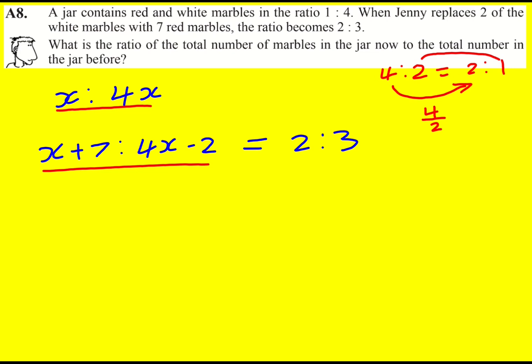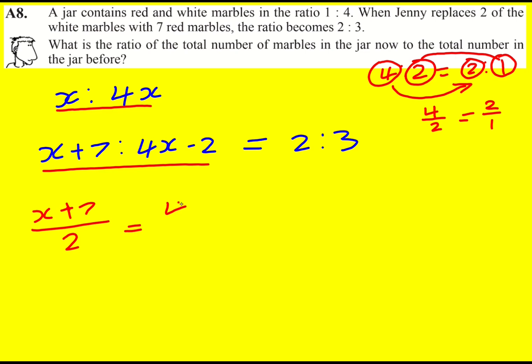If you wanted to, you could write 2 over 4. But now if I do it consistently with the other two, I get 2 over 1. And what I'm trying to say is we can get the scale factor in this way by just dividing pairwise. 4 divided by 2 equals 2 divided by 1. Because I can do exactly the same over here. x plus 7, it's just a bit harder to visualize. x plus 7 divided by 2 will give me the scale factor, but that will equal 4x minus 2 over 3. And I've created a fractional equation.